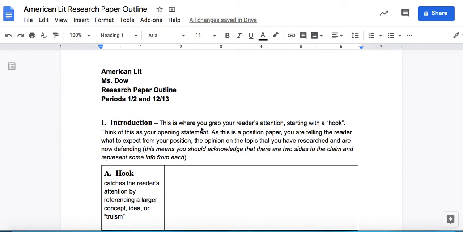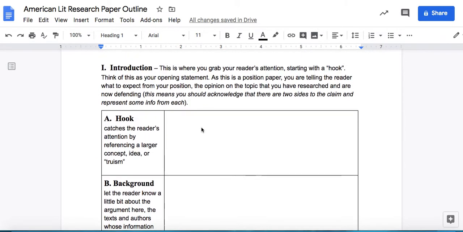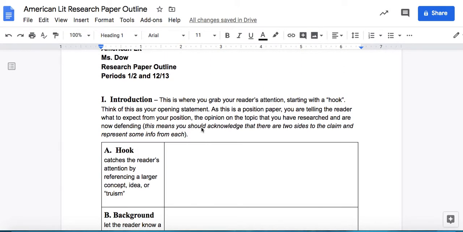So the first thing is going to be the introduction, right? Your introductory paragraph is going to include your hook, some background, and your thesis statement. This is where you grab your reader's attention. You start with a hook. Think of this as the opening statement.